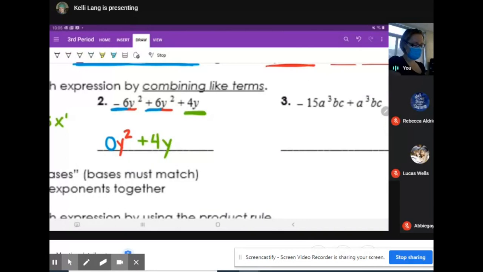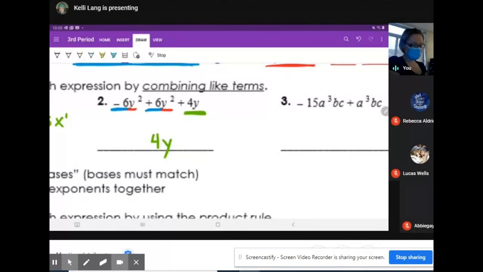We don't even need to write the 0y squared because 0 times anything just disappears. So this is all gone. And then all we're left with is a positive 4y. So I'm going to even erase that plus. This is our answer, 4y.